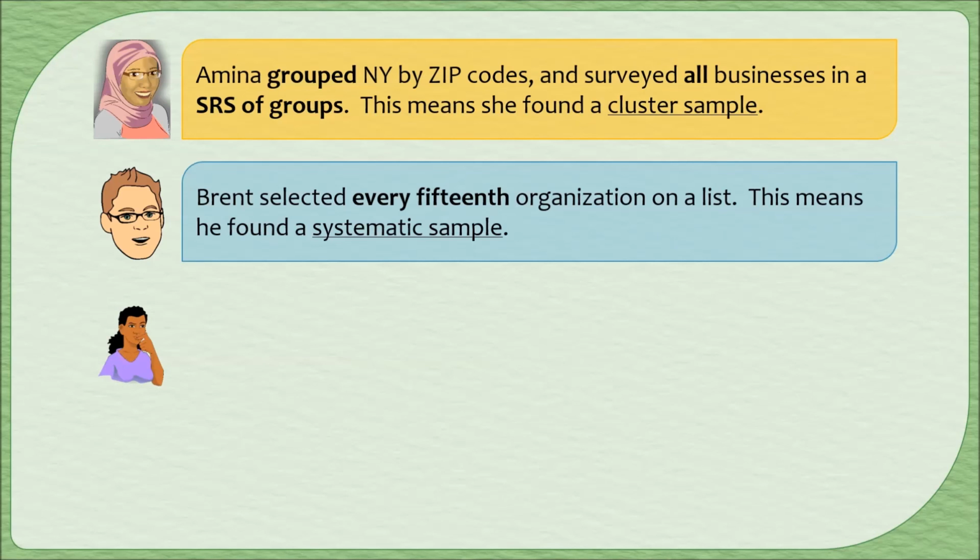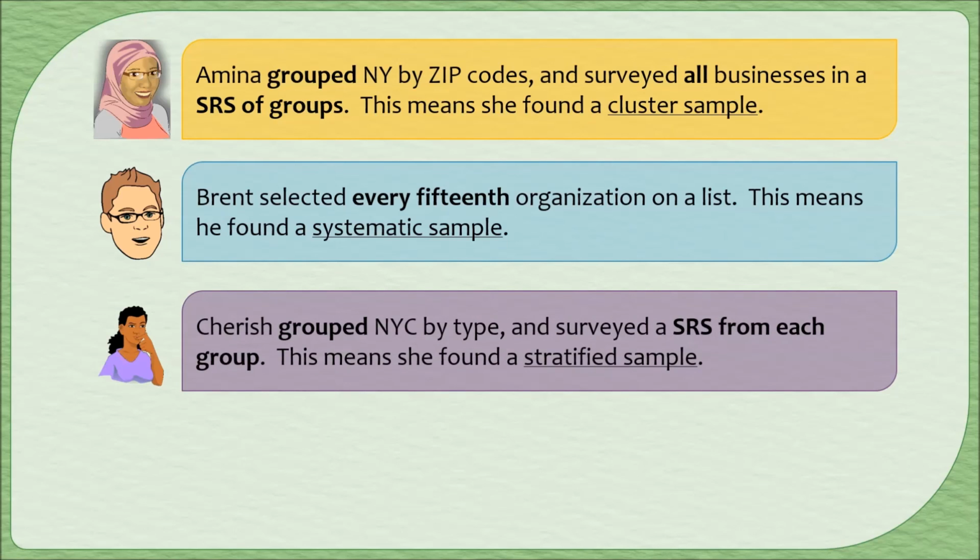Cherish, like Amina, grouped her organizations in New York City, right? She grouped them by different type, were they in art or finance or law. So again, because there's some grouping going on and some randomization, Cherish is going to have found either a stratified or a cluster sample. Because she found a simple random sample from each group, she surveyed 5 businesses from each of those types. This means that she found a stratified sample.